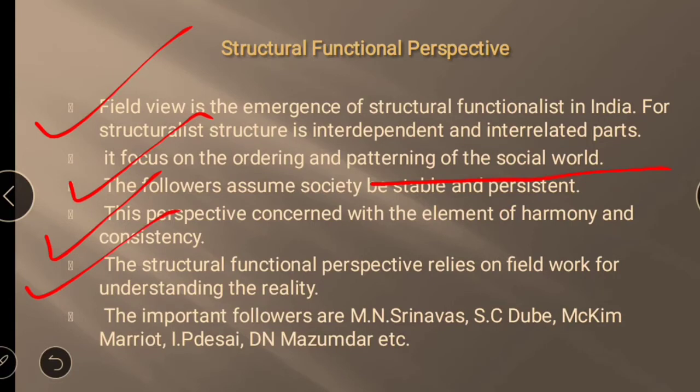So you can say the fieldwork tradition for understanding the social reality was first adopted by M.N. Srinivas, S.C. Dube, McKim Marriott, etc. Some of the important followers of Fieldview are being mentioned here. Just go through those names.